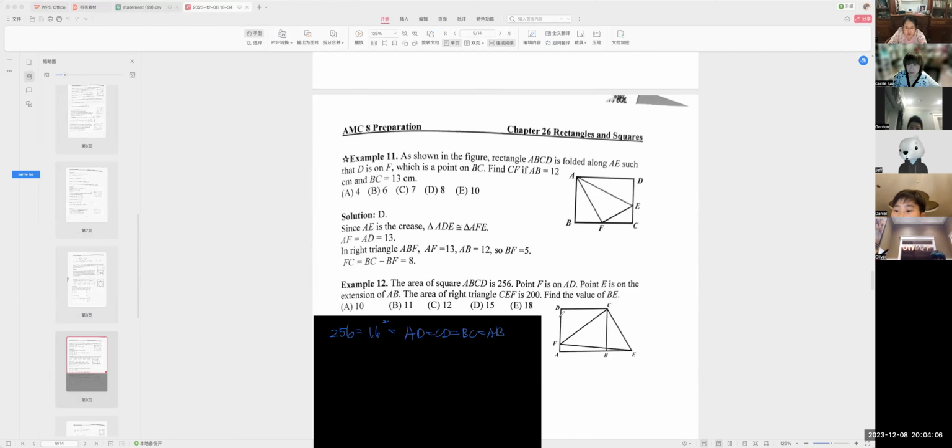Point F is on AD. E is on the extension of AB. The area of right triangle CEF, so of course this is a right angle, right? It's 200. Find the value of BE.